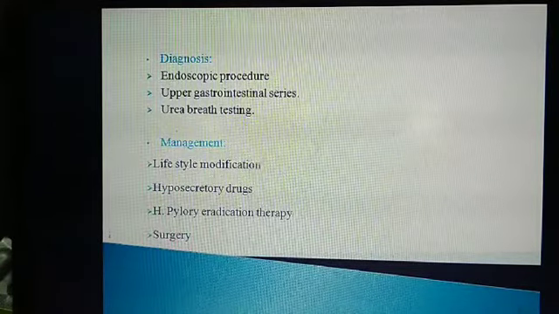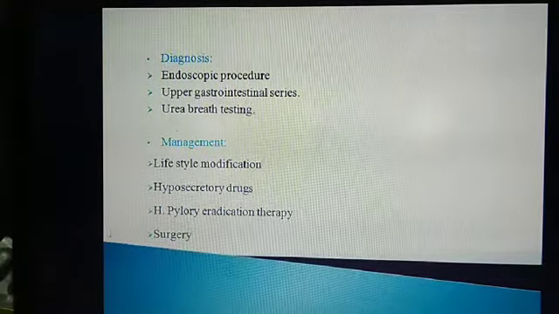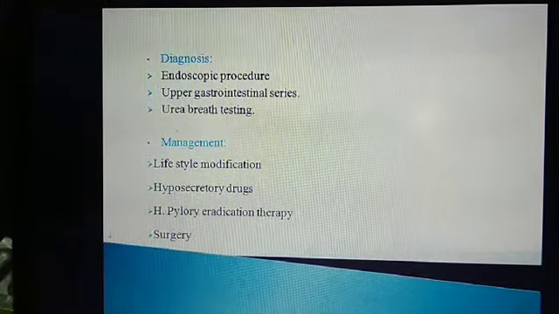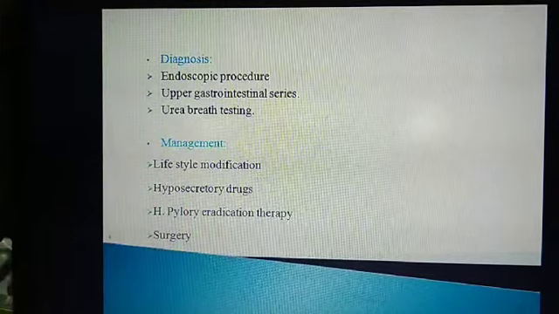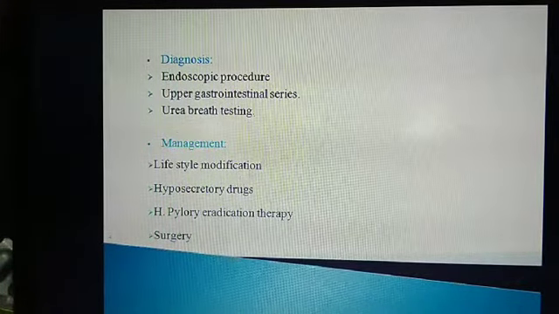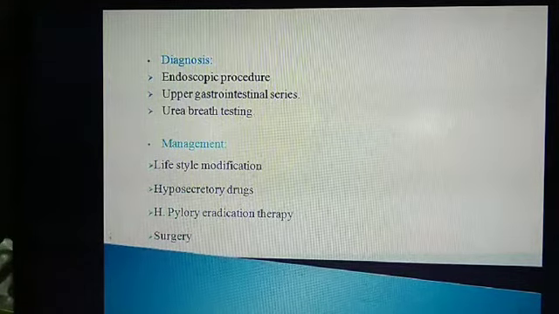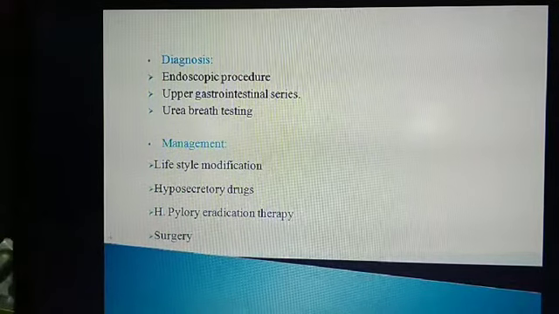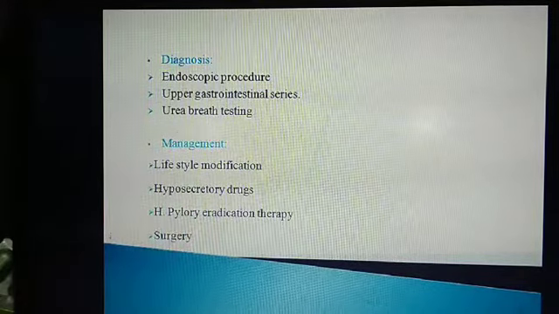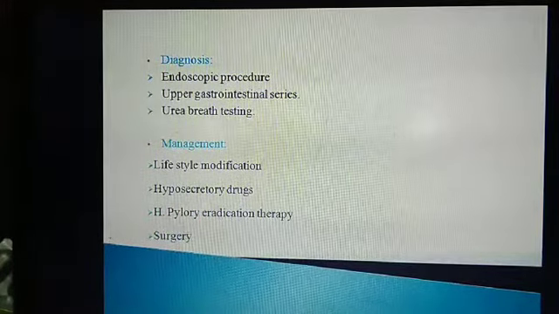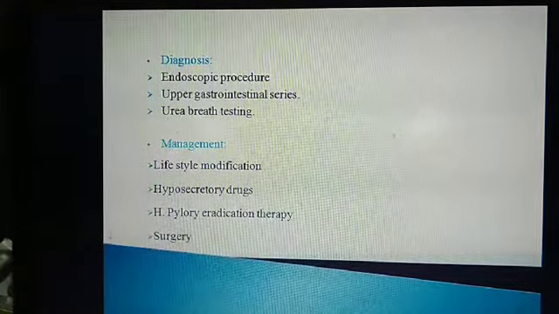The management, as we have said in etiology or risk factors, is so many times related to our lifestyle, so we have to modify the lifestyle. Second thing, hyposecretory drugs. That means drugs we can use for decreasing the secretion of stomach acid or enzymes, whose excess secretion leads to peptic ulcer. If we minimize their secretion, then it can be prevented. Then H. pylori eradication therapy, followed by surgery.